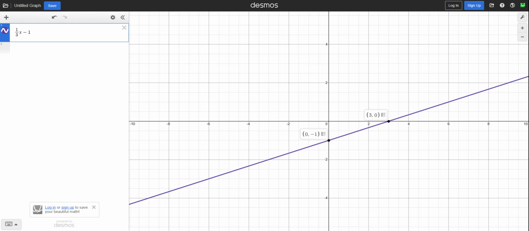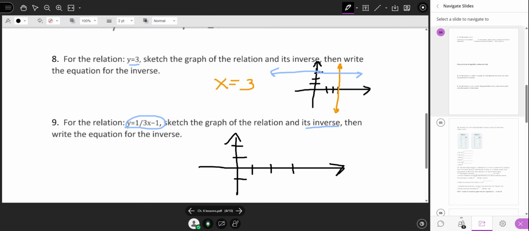Okay? Write it down. Okay? 0, negative 1, and 3, 0. So that's this one and this one. And I need to do a little bit of fixing here.